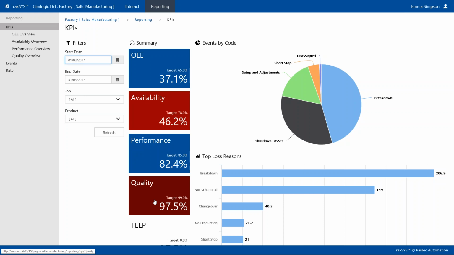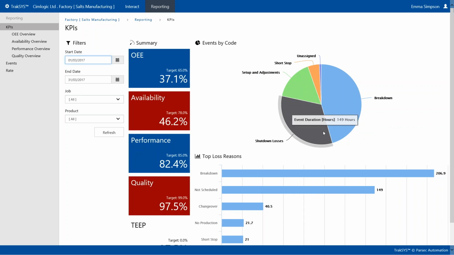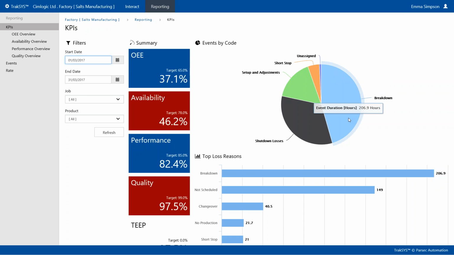If we look on the top right-hand side, we have a pie chart with the split of the time. We can clearly see that 1/3 of the time the plant was shut down, so we were working basically on 2 shifts. And on the 2 shifts, the biggest component is the breakdown. We can actually see that the breakdown during these months was about 200 hours.